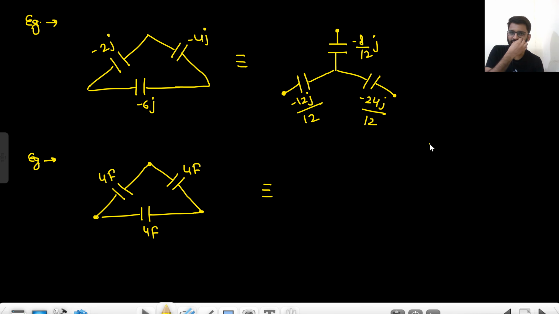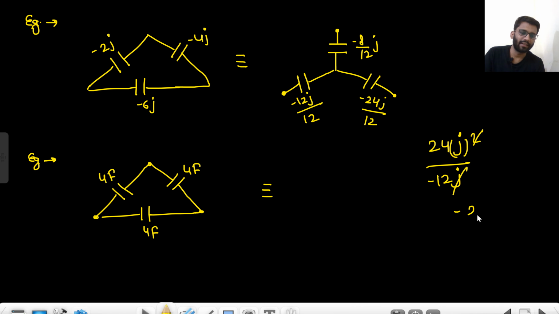Like multiplication of these two is 24j square divided by addition of all. What is the addition of all? Minus 12j. So this j and j got cancelled. Okay, it is minus 2j. So this is what we are doing here. Okay.